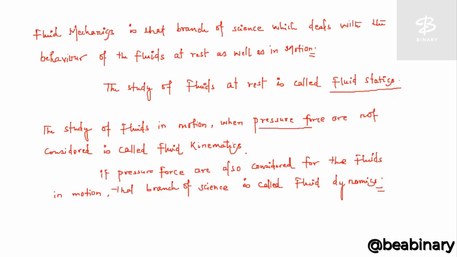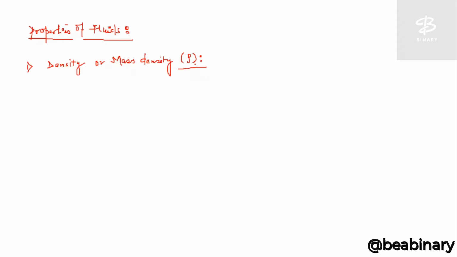So the next topic of the discussion is the properties of the fluid. The first property of fluid is density, or mass density. The mathematical symbol which represents the density is rho. It is the ratio of mass upon the volume. So the mass of the fluid divided by the volume is called the density of the fluid.